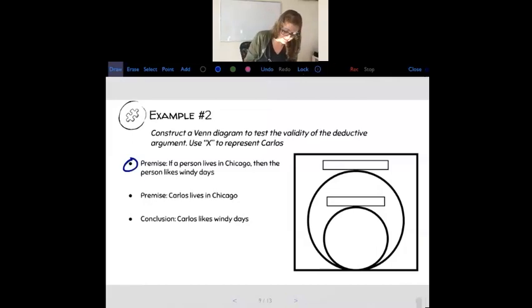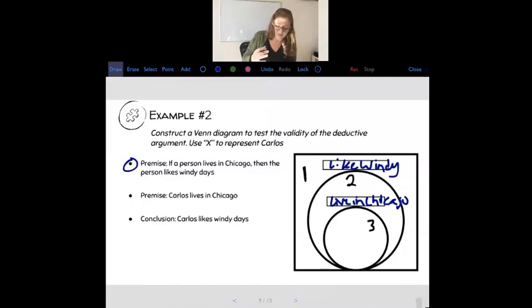In this case, if they live in Chicago, then they like windy days. There are people that don't live in Chicago that like windy days as well. Okay. Premise number 2, Carlos lives in Chicago. And again, I'm going to break this up into 3 regions. Region 1 is people who don't like windy days. Region 2 is people who like windy days but don't live in Chicago.